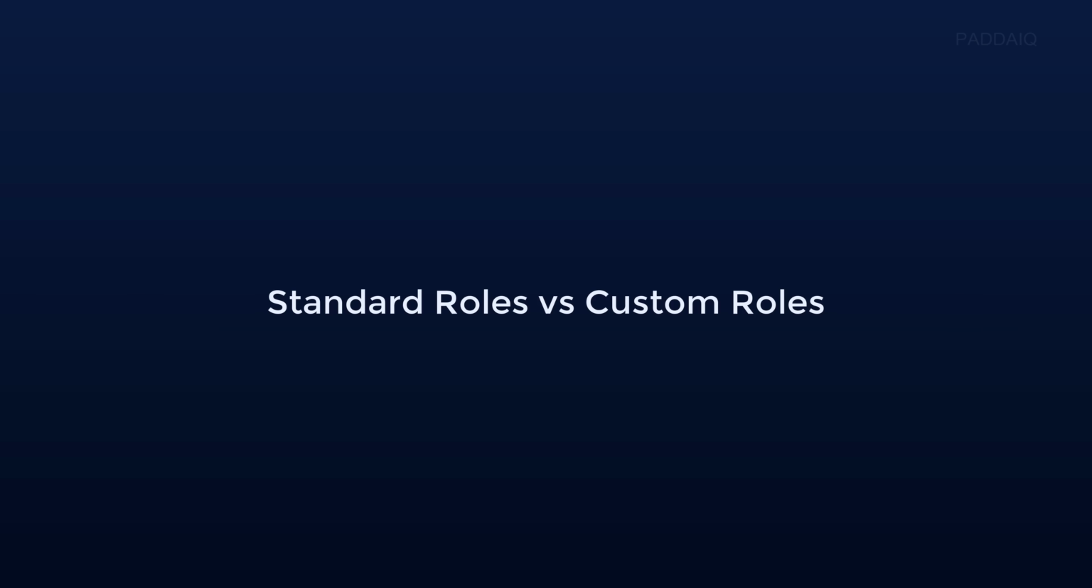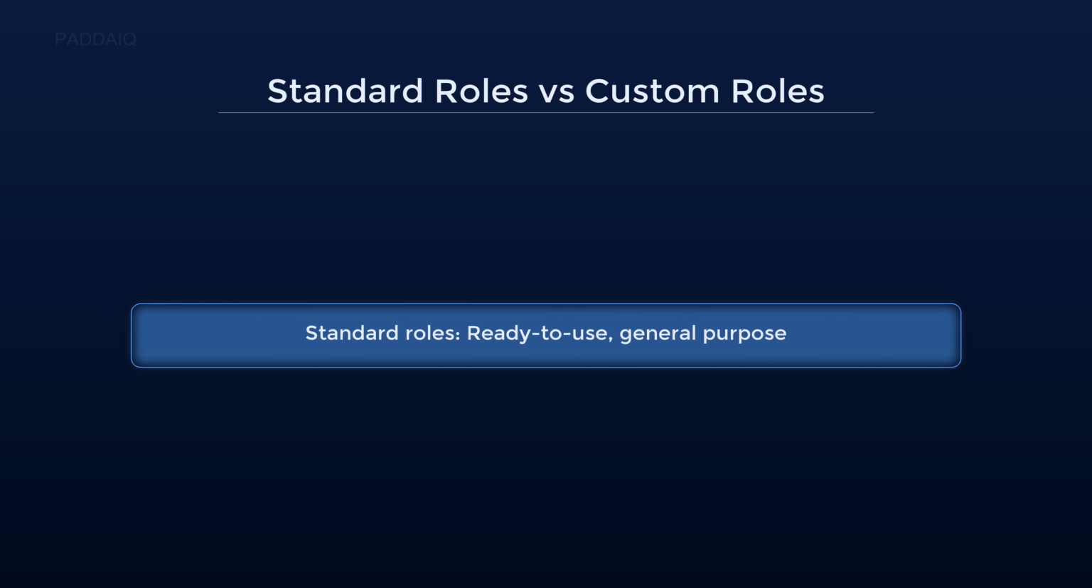Standard roles versus custom roles. Standard roles: ready to use, general purpose. This means they are pre-built by SAP for common tasks and can be assigned immediately. For instance, a standard viewer role lets a user see data but not change it. These roles provide a quick and reliable starting point for access control in your applications.